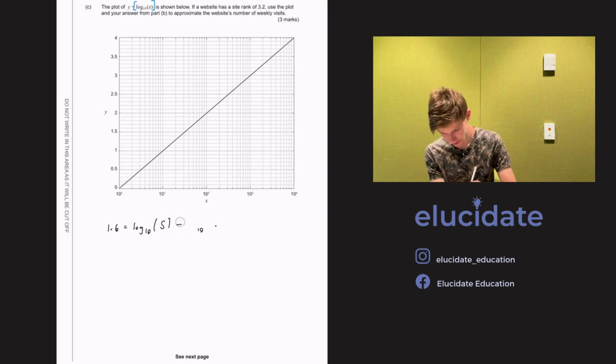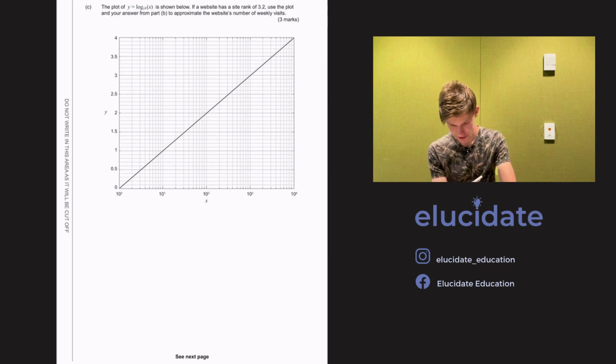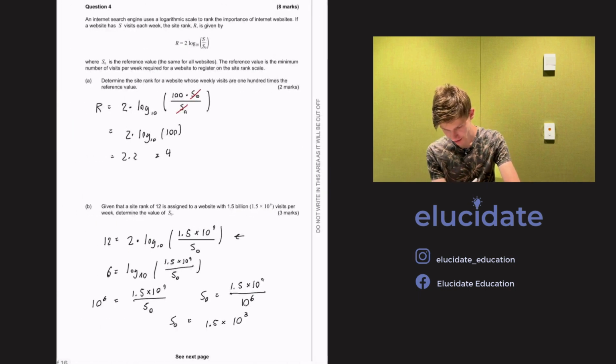Okay, I'm just going to start this one again. For this one, we've got the plot of y equals log 10 x. We are given the rank of the site, and we're asked to estimate the number of weekly visits. Now this equation we've got here, log 10 x, is different from the equation that we have got here. So we're going to try and transform this equation until we have something that we like.